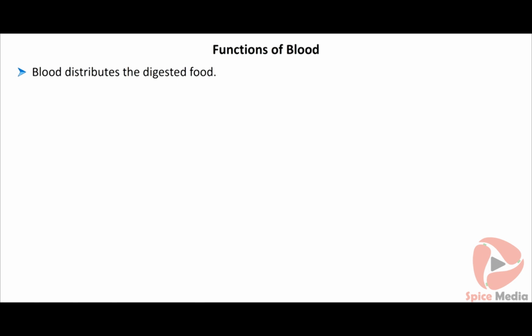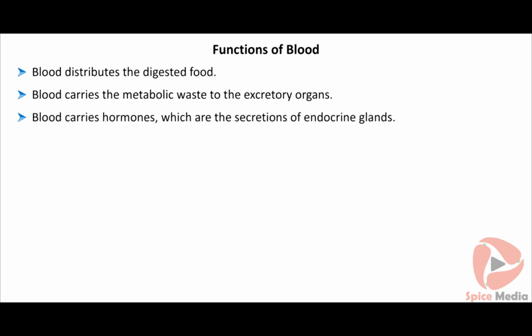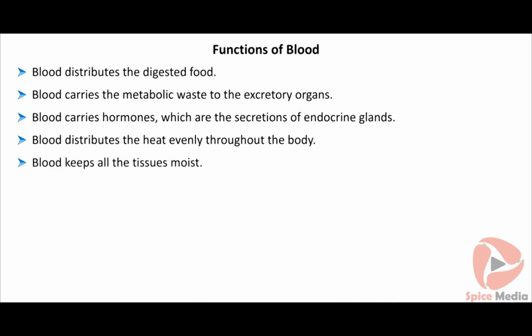Blood distributes the digested food. Blood carries the metabolic waste to the excretory organs. Blood carries hormones, which are the secretions of endocrine glands. Blood distributes the heat evenly throughout the body. Blood keeps all the tissues moist.